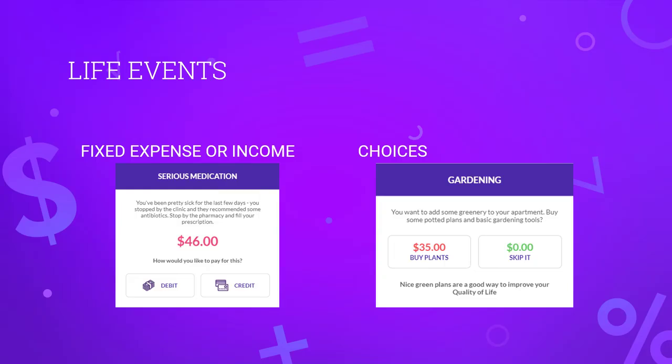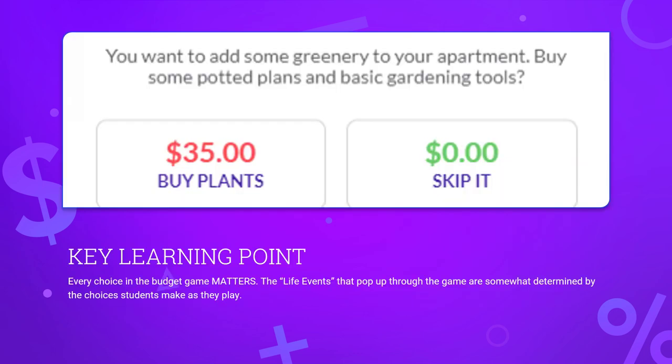But sometimes they actually do have a choice involved. It's either a buy or skip, so they have an expense that they can take or not take, or it might be a choice between two alternatives. These choice cards, not only is it about their budgeting and how they want to spend their money, but it has a big impact on their quality of life. So taking the more expensive option usually gives them a lot more points to their quality of life. Throughout the game, these choices matter.